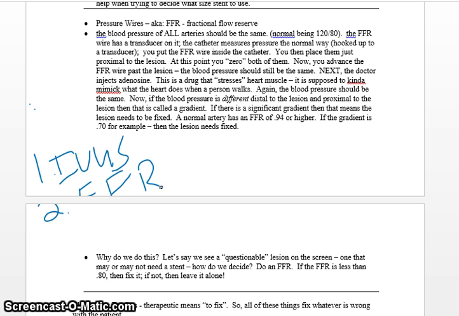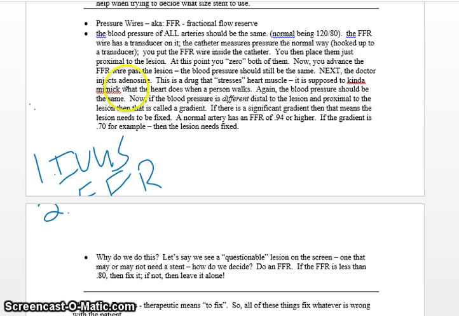The FFR wire has a transducer on it. The catheter measures pressure the normal way, hooked up to a transducer. You put the FFR wire inside the catheter and place them just proximal to the lesion. At this point, you zero both of them. Now you advance the FFR wire past the lesion. The blood pressure should still be the same.